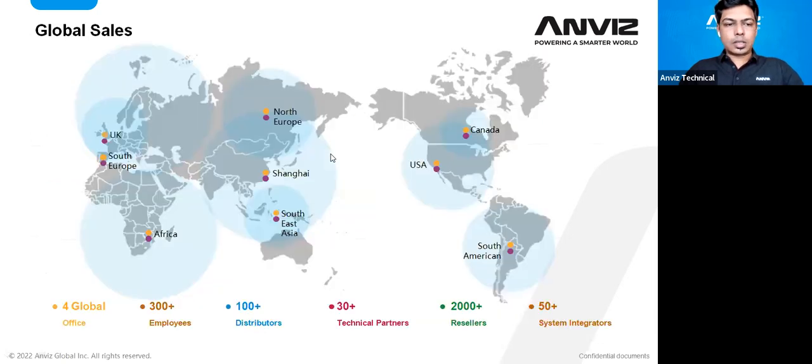For our global sales, we have 4+ global offices across the world, 300+ employees working across the globe, 100+ distributors tied up with us who provide services to dealers and resellers, 30+ technical partners, 2,000+ resellers on the ground providing solutions to the consumer, and 50+ system integrators working with us.